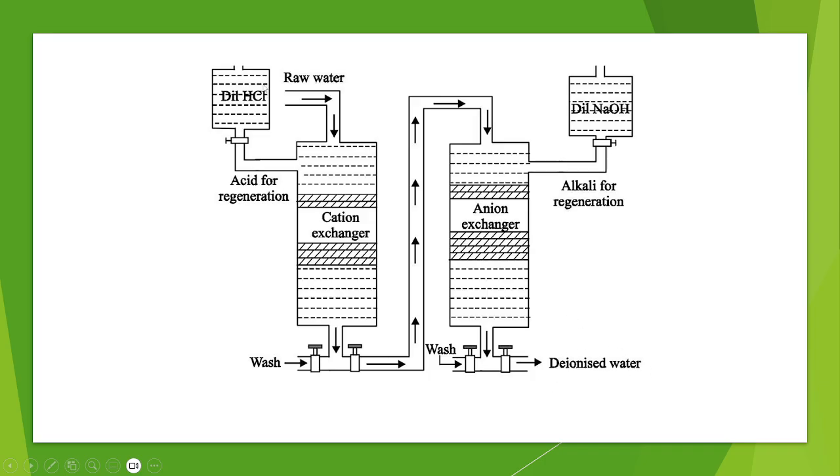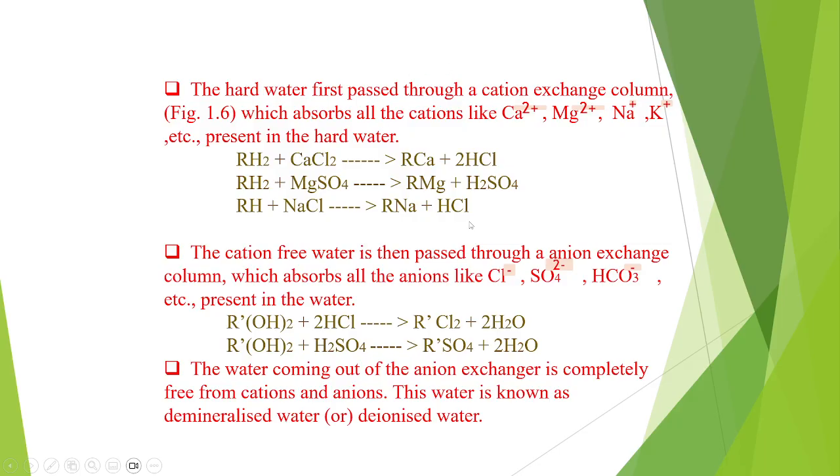After a particular time, the cation exchanger and anion exchanger will be completely blocked by the cations and anions, so we need to regenerate the cation and anion exchanger by passing dilute HCl and dilute NaOH. So let's see the reaction.